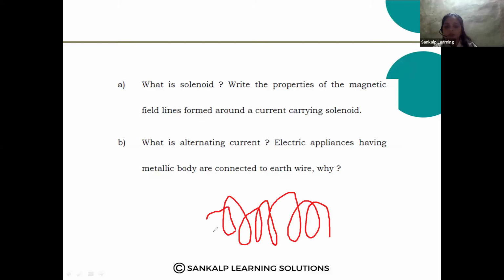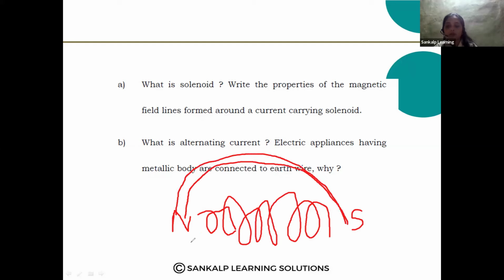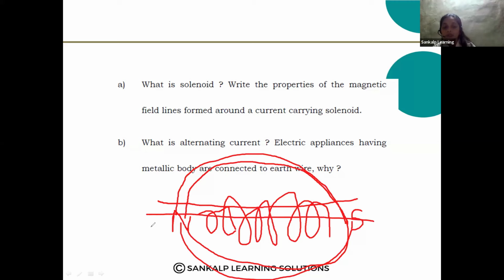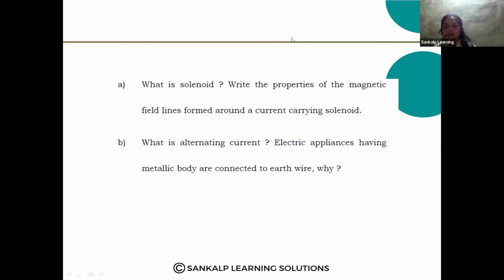So just imagine this is the solenoid. This is the north pole and this is the south pole. Always the magnetic field lines in the solenoid are similar to the bar magnet. So they extend from north to the south pole and they form a continuous loop, and they never intersect each other. They are similar to the bar magnet, and inside the solenoid, the magnetic field lines are parallel to each other, and they start from south to north.